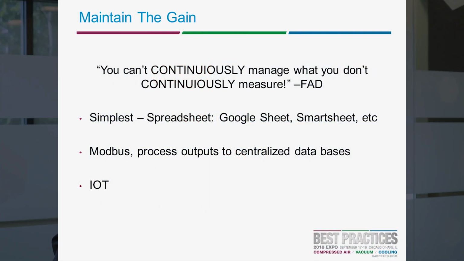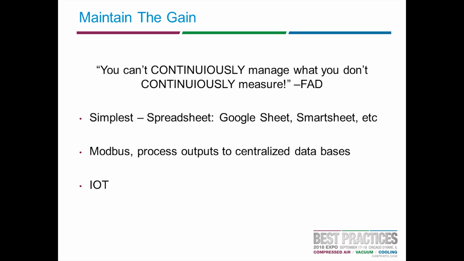Or if you have a building management system, most meters can provide a Modbus or a process output to your centralized database. This way the front office can see it in real time as well, and it's all merged together with production data and whatever else you may have.